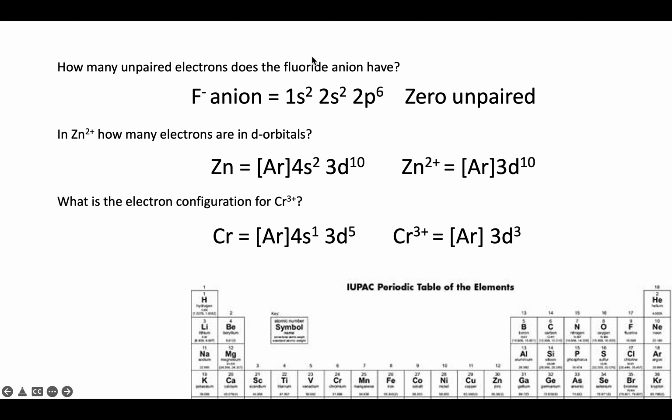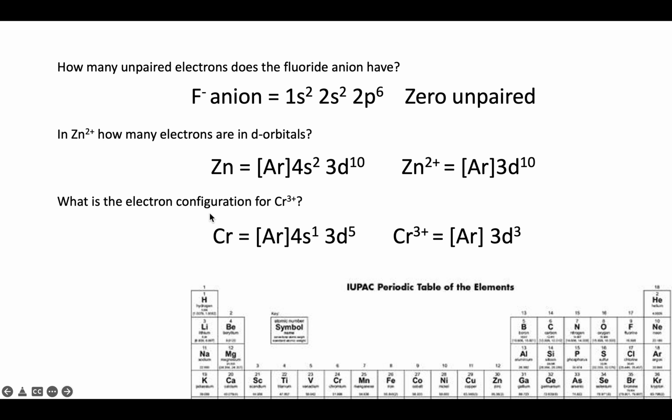If we're looking here at a fluoride anion, it was 1s2, 2s2, 2p5. To make it an anion, it becomes 2p6. We no longer have any unpaired electrons. How about zinc 2 plus? With zinc 2 plus, I'm starting with the initial electron configuration. When it becomes 2 plus, I'm removing from the 4s, not from the 3d. I'm removing from the higher principal quantum number. So zinc 2 plus would be argon, and then 3d10, 10 electrons being found in the d orbitals.